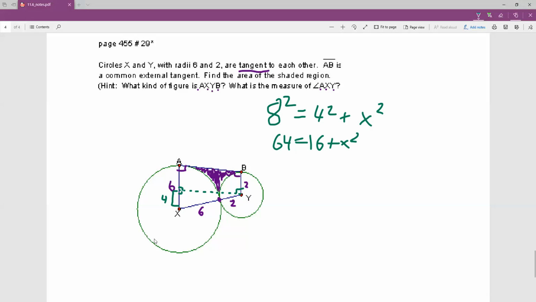So 64 minus 16 is 48. So I get 48 is equal to x squared. So square root both sides. X is equal to square root of 48. Nice. I believe that can be simplified. 48 divided by 16. Oh, okay. So this is going to be equal to 4 root 3 is this side.